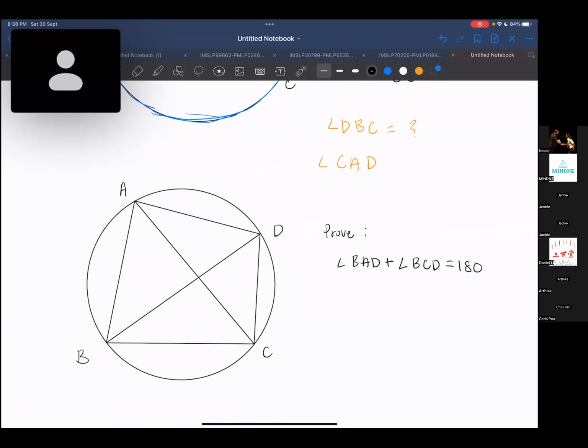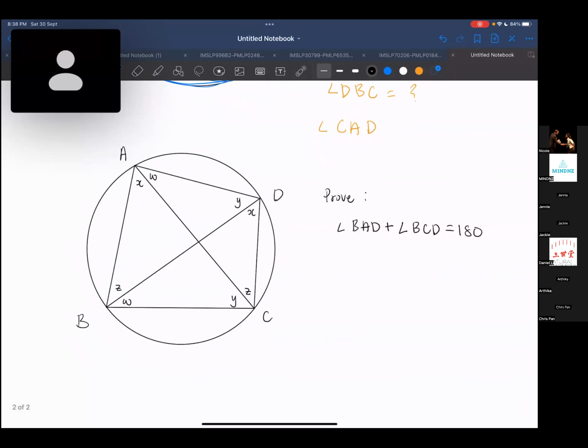So how I'm going to approach this is just by labeling all the different angles we have. This angle will be equal to this angle because they're subtending the same arc, DC. This angle will be equal to this angle because they're subtending the same arc, BC. This angle will be equal to this angle because it's subtending the same arc AB. And then finally, this angle will be equal to this angle because they're subtending the same arc AD.